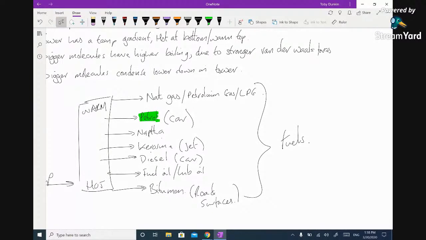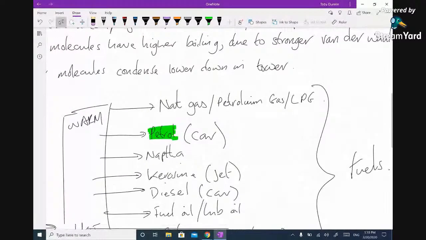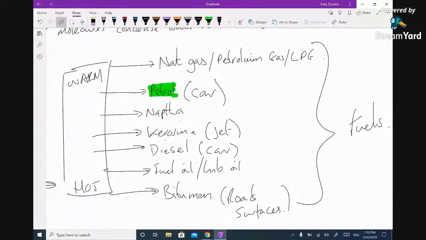Does the second one say lub oil? Yes, lubricating. I can add it properly in if you like. Yeah, just lub oil. I just tend to shorten it, make it easy for myself. Lubricating oil. There we go.